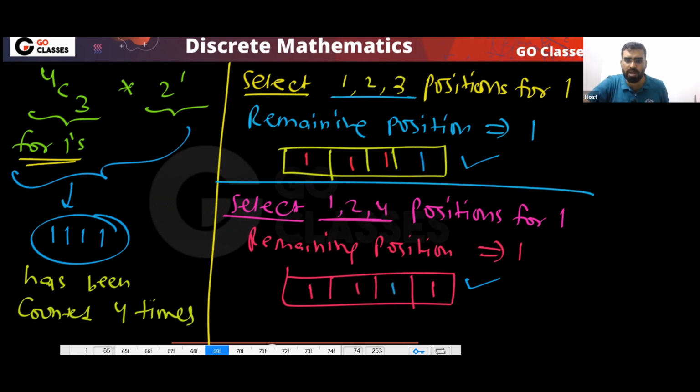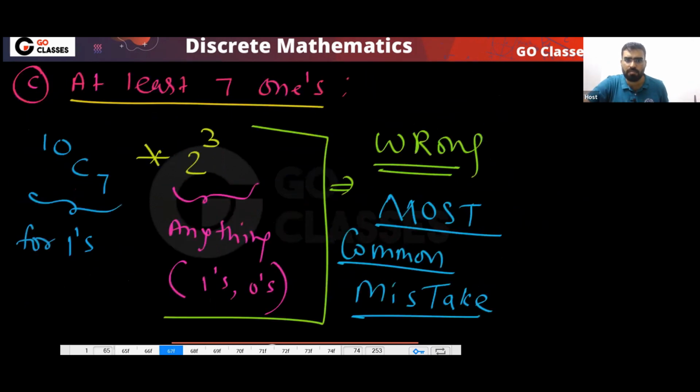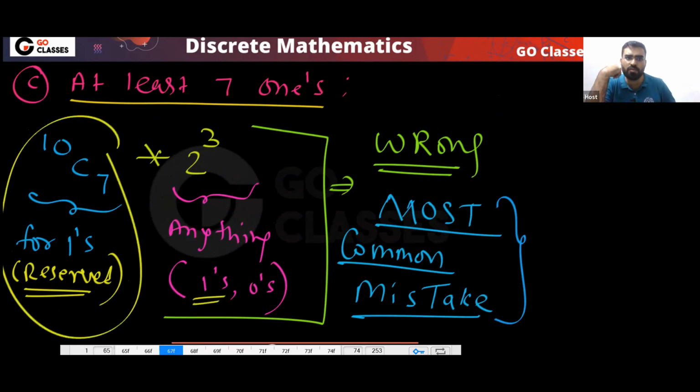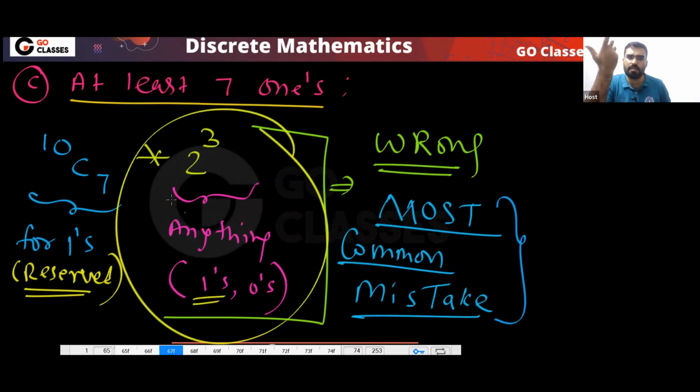Overcounting, you are doing overcounting. So is this clear to everyone why this answer is wrong? Why is this the most common mistake? Because, see, very simple logic, let me tell you: these are reserved for ones. Can you notice these are reserved for ones? And you are again allowing ones here.